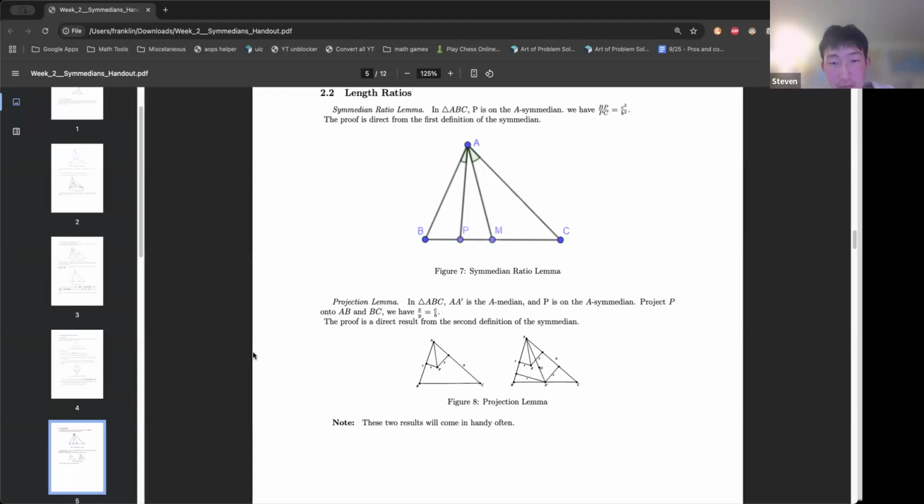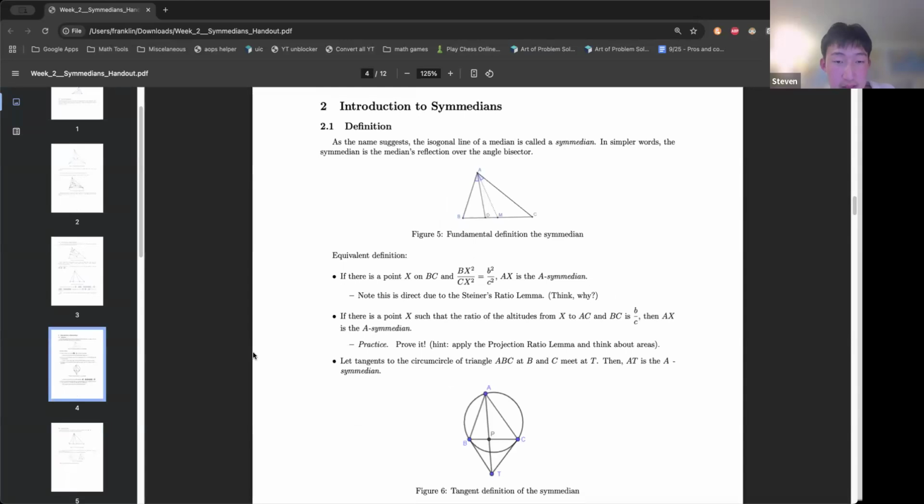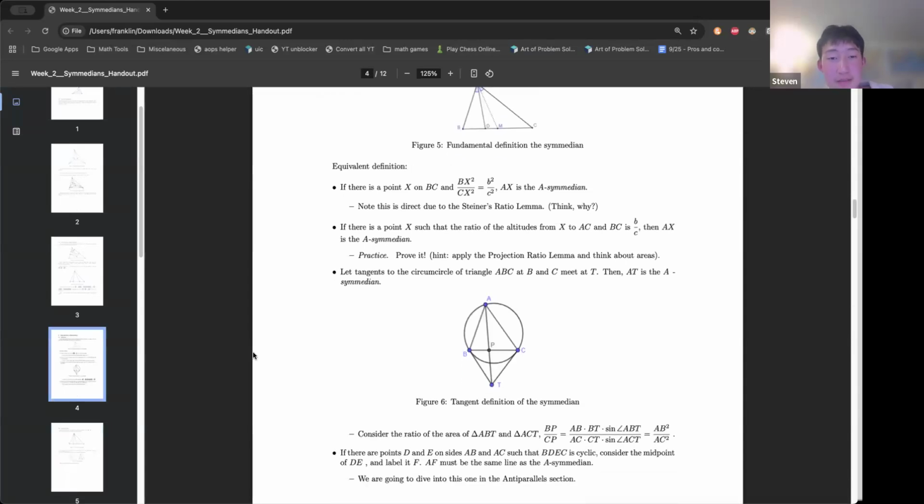Franklin, you can scroll up a bit, please. So this one is essentially from the projection ratio lemma. We can think of these two results as being direct consequences, or specific cases, of the two previous length lemmas.